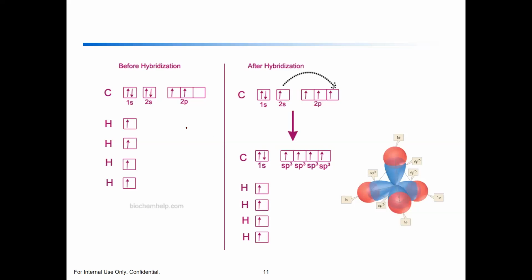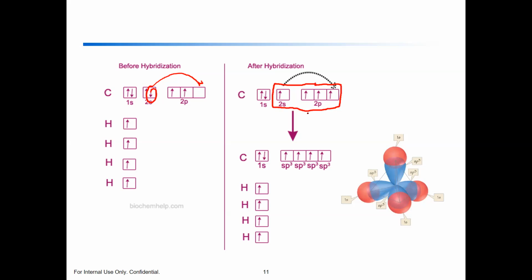So right here, this is carbon. What's going to happen is one of these electrons here is going to jump over to here. It was over here, and now it jumped over here. Now I have 3 electrons in a 2p and 1 in a 2s. What are we going to do now? We're going to get these 4 orbitals and combine them.